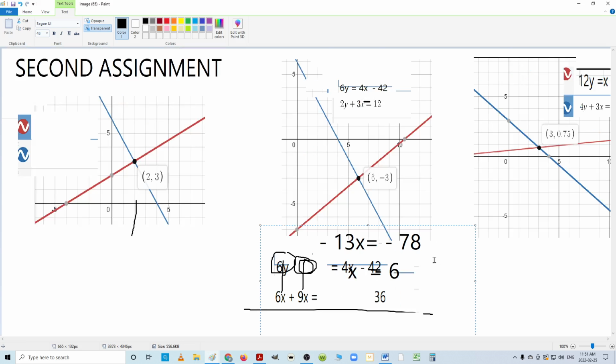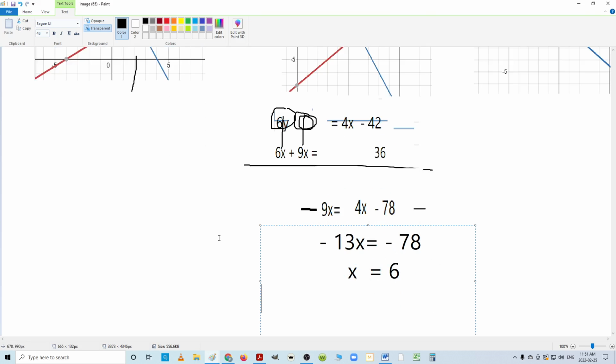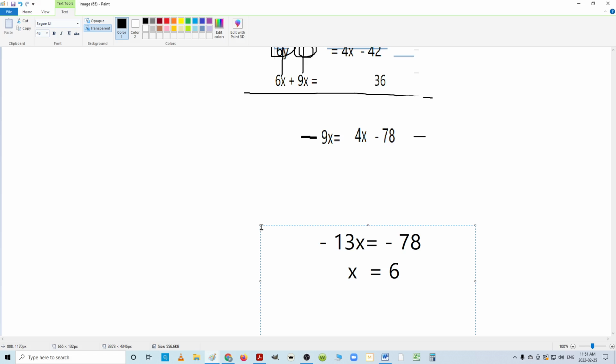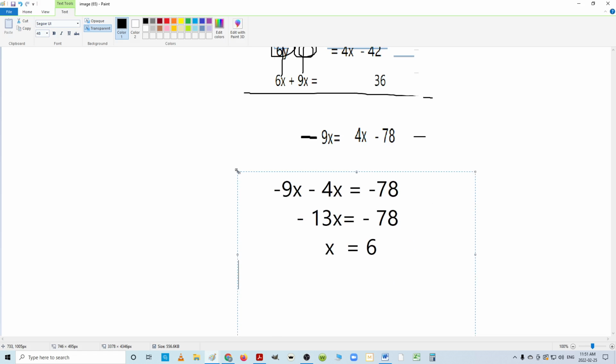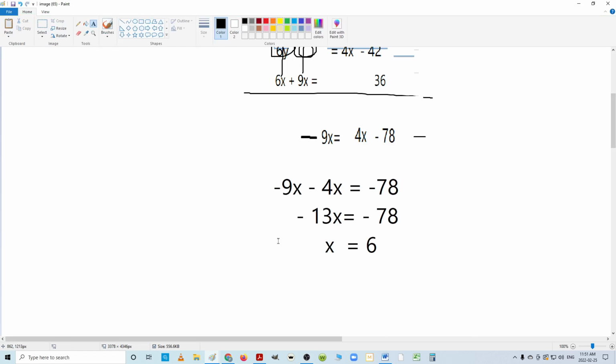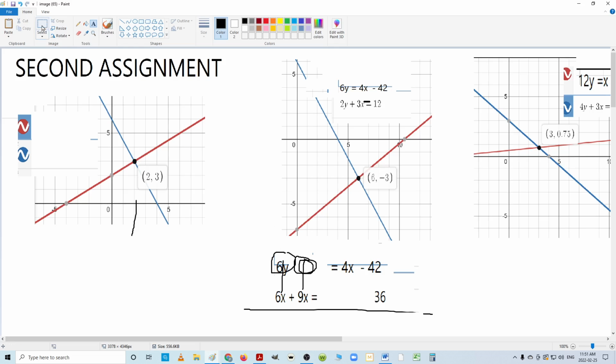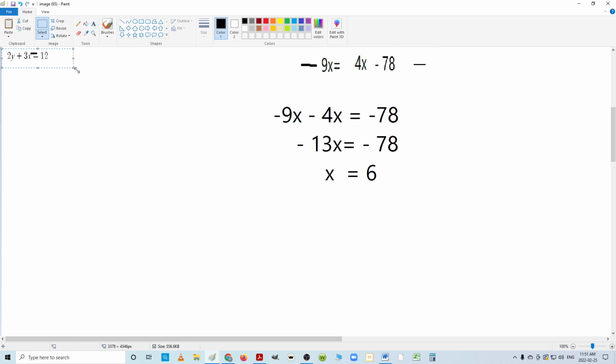Boom. I've got my... oh, that was terrible. Let's see if I can get back there. There we go. Let's see, how do I find my y value? Well, you take the easiest formula, that's probably this one with the smallest numbers. And wherever I see x, I'm going to put 6 to get my y.